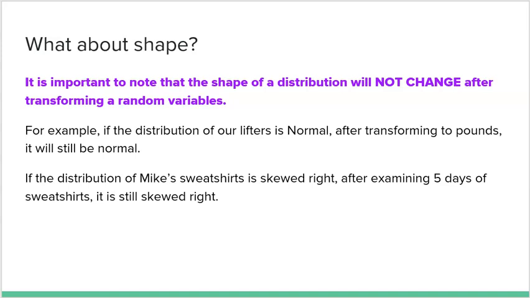All right. Now, the one last thing I want to talk about is what about shape? Like we've talked about that discrete random variables can be skewed left, they can be skewed right, they can be normal-ish and so forth. Then it's important to note that when you combine random variables together, it does not change the shape. So if you're normal prior and then you transform, say, to pounds, go back to my lifters. Like if the distribution of my lifters followed a normal model and I go from kilograms to pounds, it's still going to follow a normal model. If my sweatshirt sales are skewed right, well, if I look at 5 days versus 10 days versus 1 day, it's still going to be skewed right. So shape does not change.